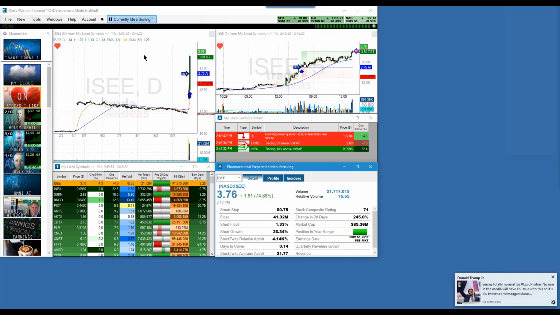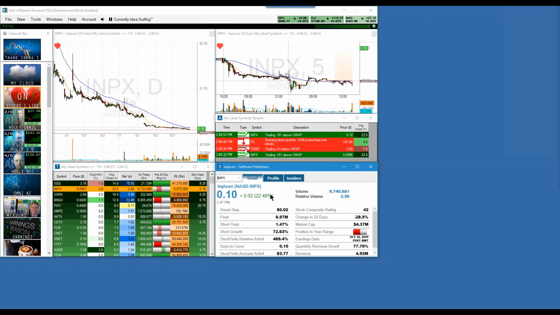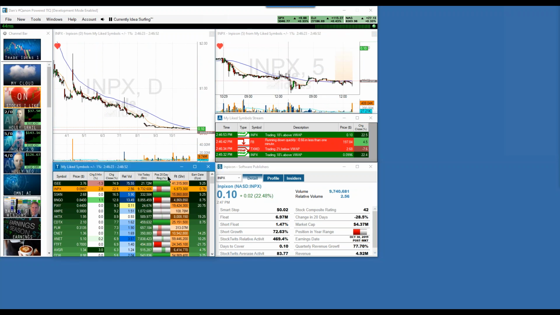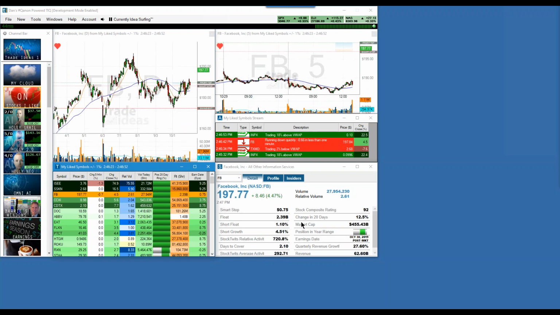But notice how this automatically says I'm paused, okay? It's paused because it knows that I'm interested. When I go away and I move over here, it's going to start going again. And there it is. Every column we have is sortable. So you can find out, what's strong over here? What's looking good? Okay, Facebook, big gap up.